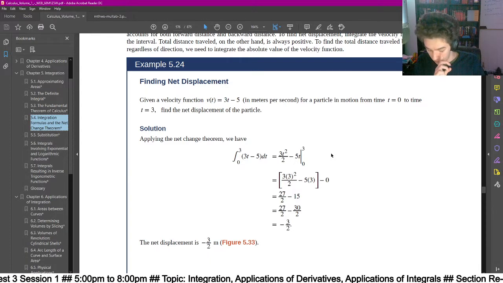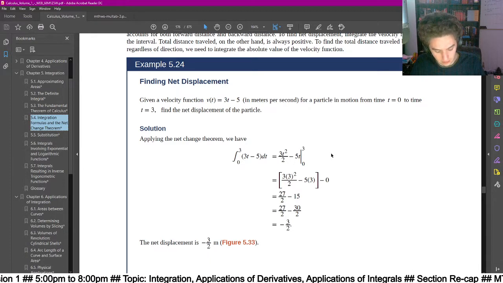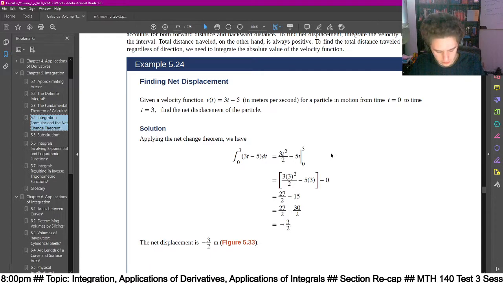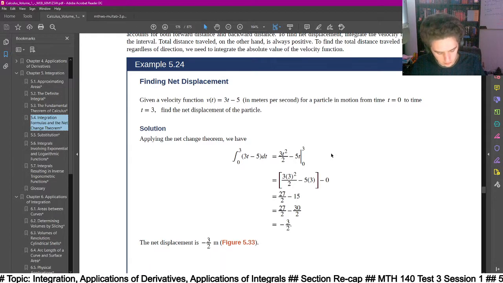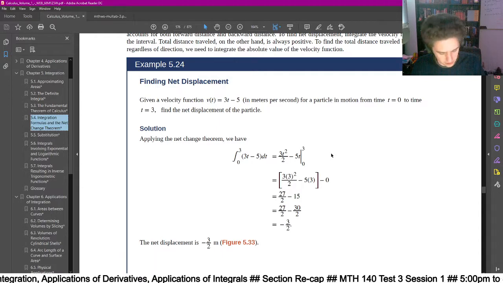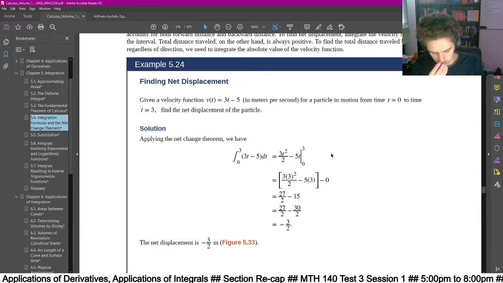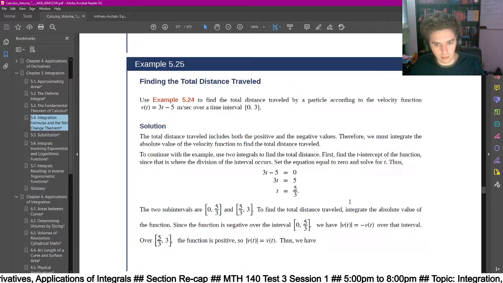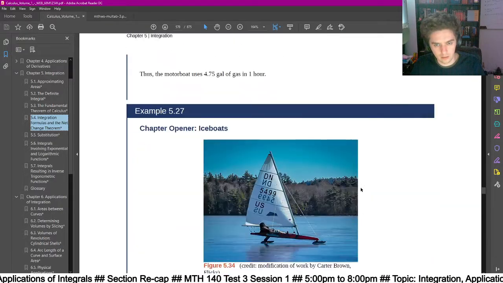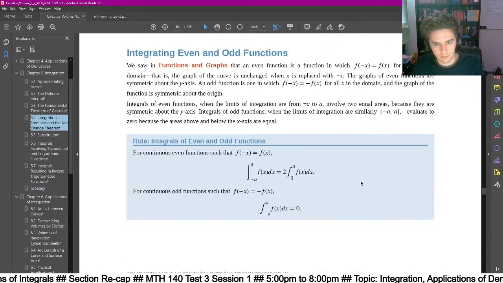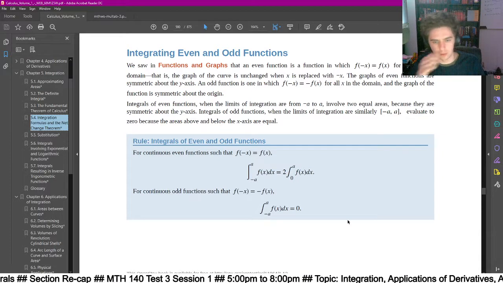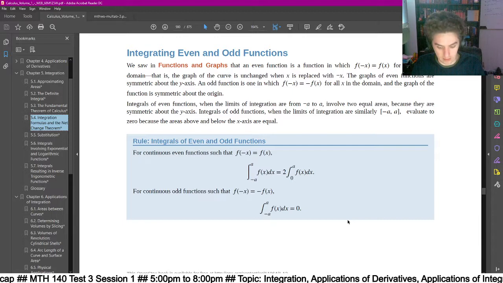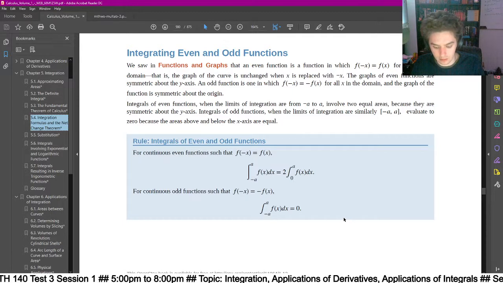It also introduces that if you have an odd function evaluated from negative a to a, the integral of an odd function from negative a to a is always 0. And an even function is a little less useful, but there's also a formula for that. I guess I'll write it down. I think it might even be here. There you go. Those are the two formulas. And that's all I can say really about 5.4. I really don't know what else to say.